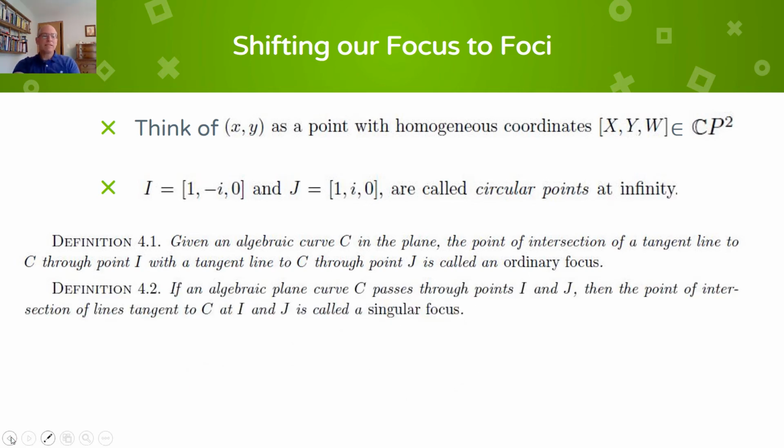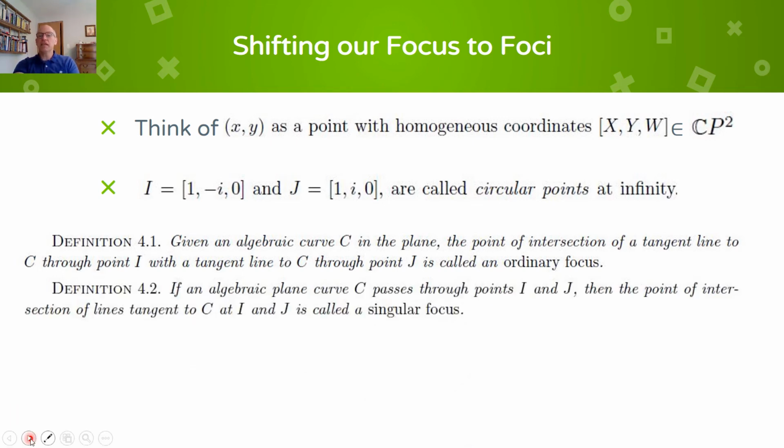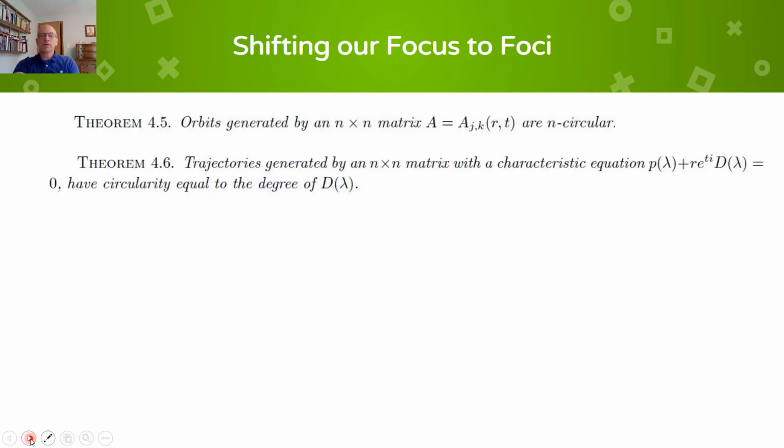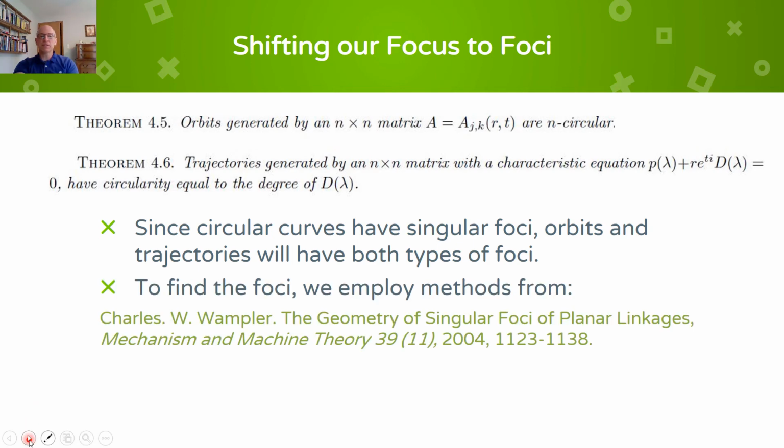Now, back to the picture. Sometimes the curve can actually pass through the circular points. When that happens, if we do the same thing, we get what's called a singular focus. It turns out that eigenvalue orbits and eigenvalue trajectories are both what are called circular curves. And what that means is they will have singular foci. So we need to look for both types of foci when we study these eigenvalue orbits and trajectories.